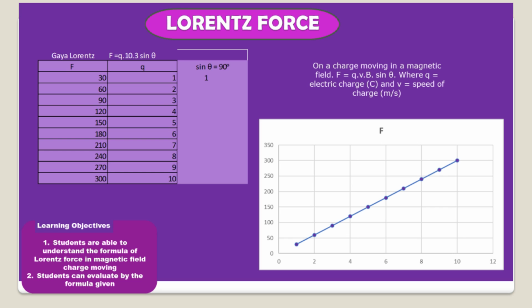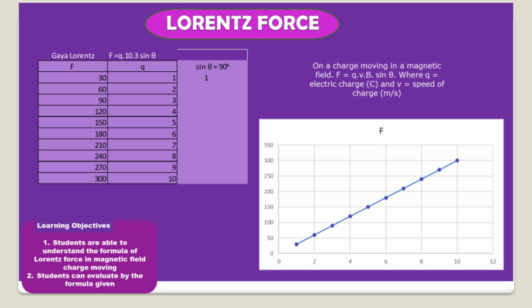We assume the value of V, or speed of charge, is 10 meter per second. The value of B, or magnetic induction, is 3 Tesla. And for the angle, the value of theta we assume is 90 degree, or sin theta equal to 1. Similar to the previous, the value of Q, or electric charge, is starting from 1 until 10 coulomb.